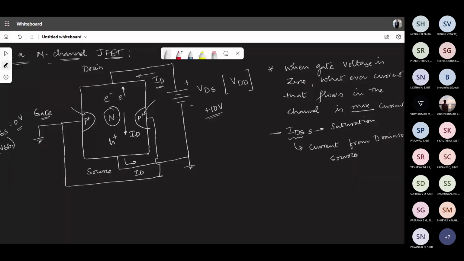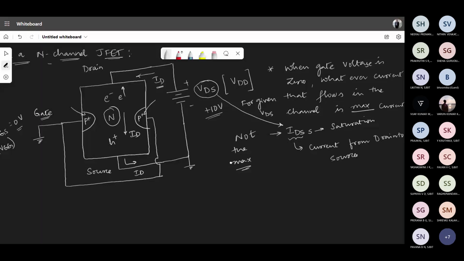And is this the maximum current that we can get in a JFET? The answer is no. This is not the maximum current which we can get out of a JFET. It all depends on what VDS value you're applying. So for a given VDS, you expect a certain maximum value which is termed as IDSS.